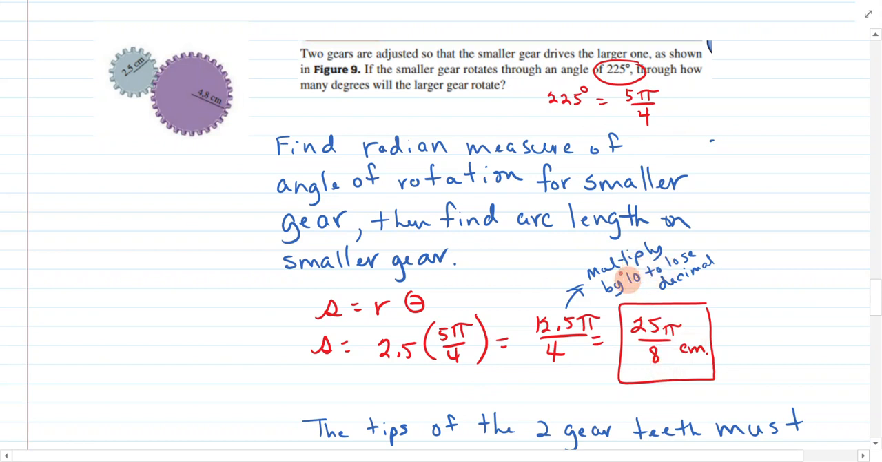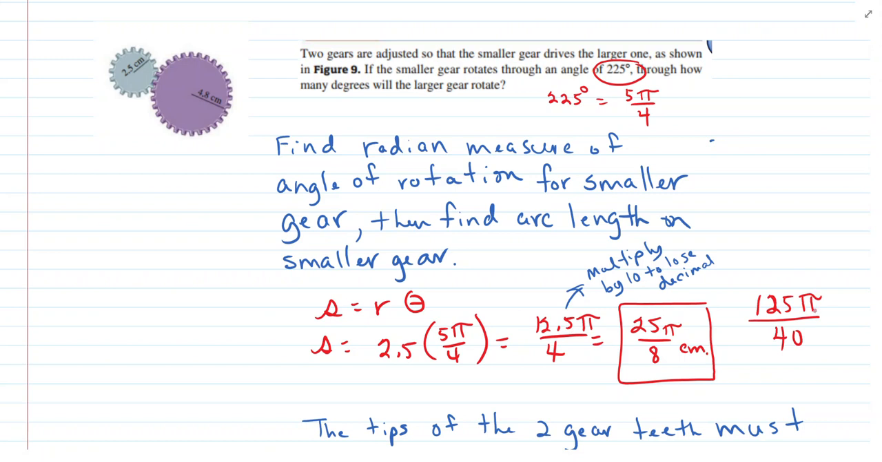You had to multiply by 10 to lose the decimal. So if I multiply that by 10, I get 125 pi. And when I multiply by 10, that decimal moves there.